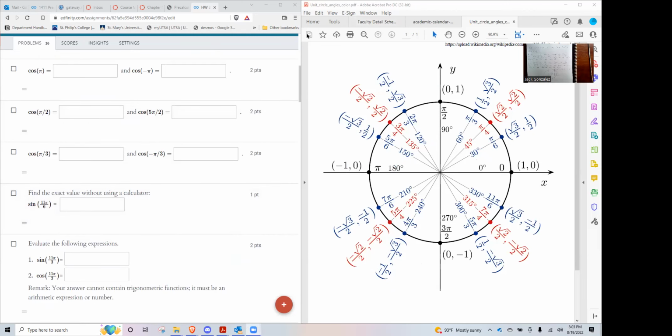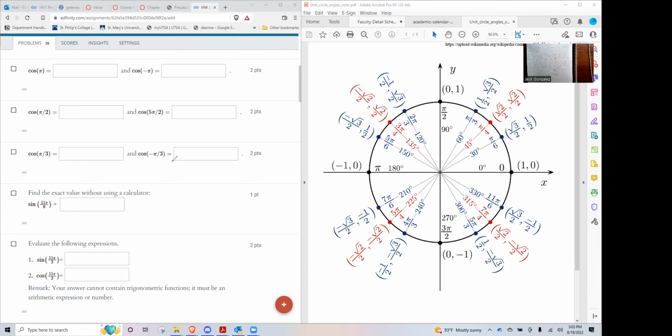Sine of 11 pi over 6. 11 pi over 6 is right here. The y value, sine, is this one. So you would write negative 1/2 as your answer. Okay, so same thing here.